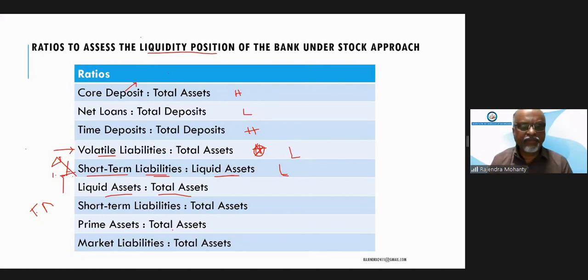So if this ratio is high, then it is good for the bank. More liquid assets. We are talking about liquidity risk. So a high ratio is good for the bank.